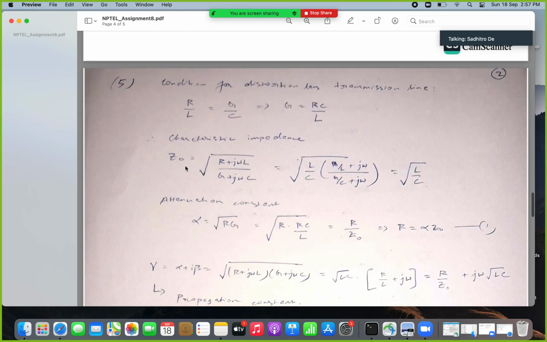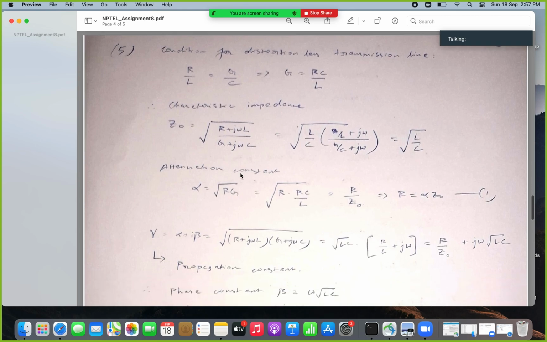So the characteristic impedance can be written as, like we saw earlier, root over (R plus j omega L) by (G plus j omega C). Now you take L common in the numerator and C common in the denominator. Then you get root over L by C into this thing. Since R by L and G by C are equal, this part and this part cancel out and then you have root over L by C. So this is the characteristic impedance for a distortionless transmission line.